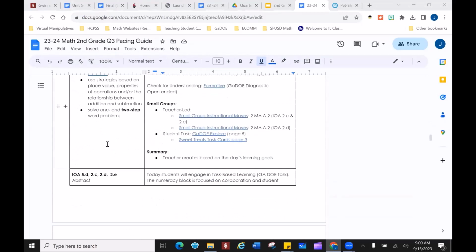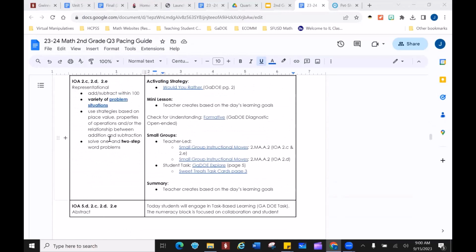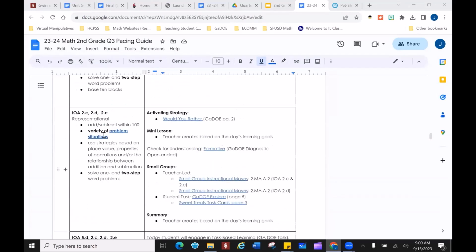Finally, in Unit 5, we will revisit IOAs 2C, 2D, 2E, and 5D for 6 days. The main focus of the first 2 days will be to revisit IOA 2C, 2D, 2E, and provide another opportunity for students to work with 2-step word problems within 100.